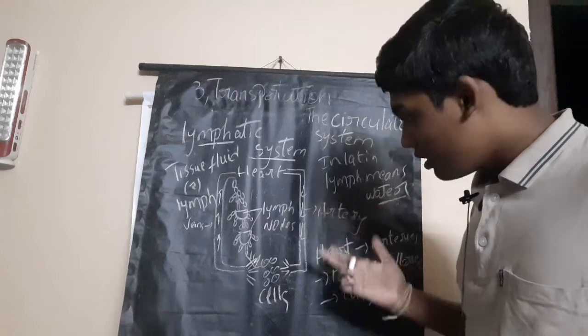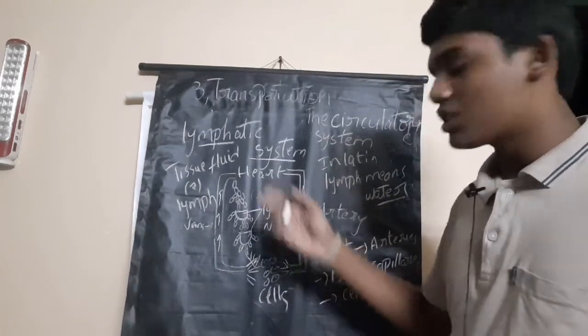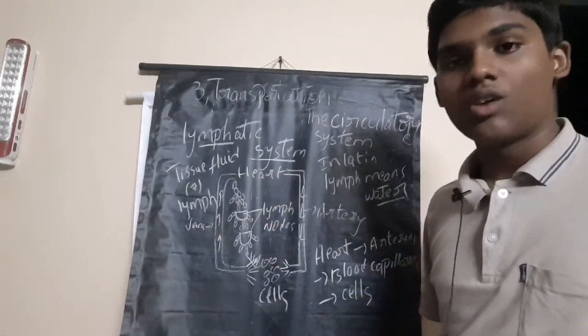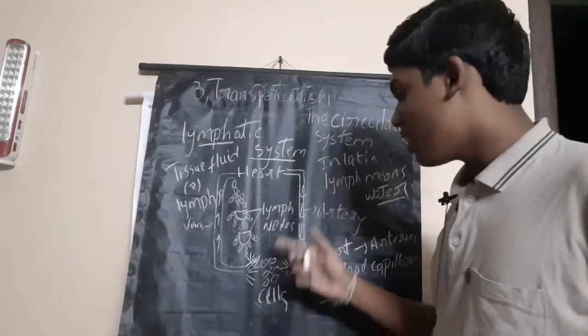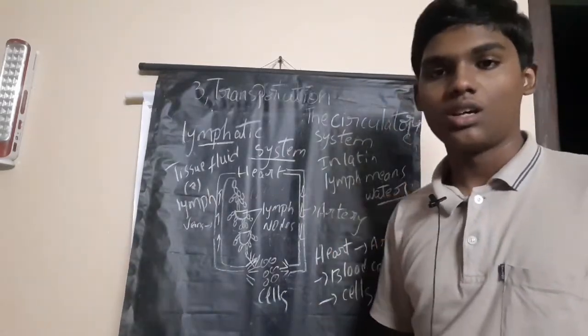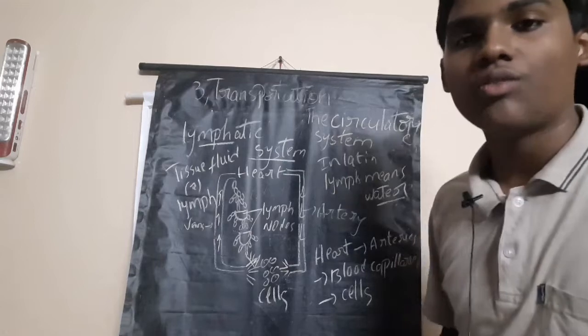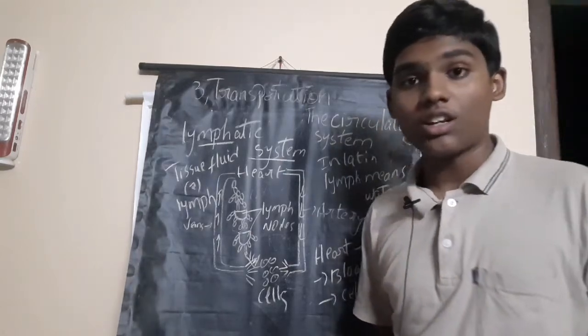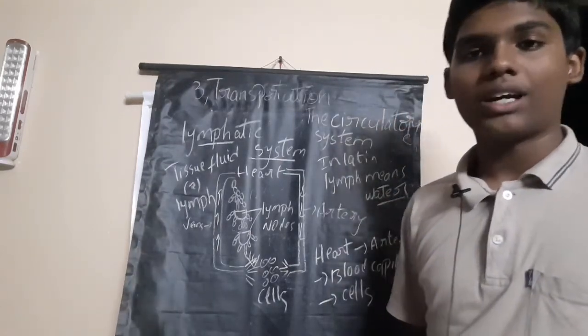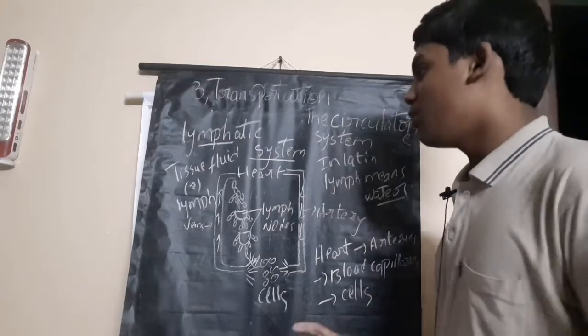But the lymph which is transported to the lymph nodes cannot return back. Why? Because the lymphatic system, here the lymph nodes, contains valves. We know that valves only allow one-way direction. It cannot give a chance to return back. Okay, so this is about the lymphatic system.